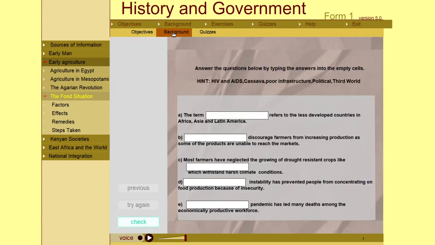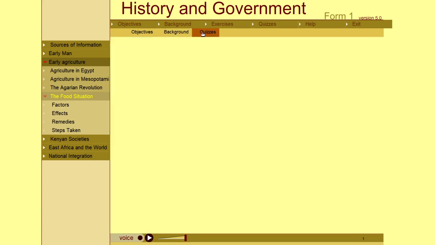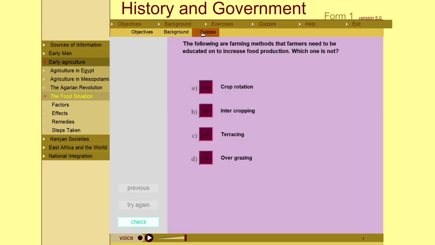Answer the following question. Attempt the following exercise.